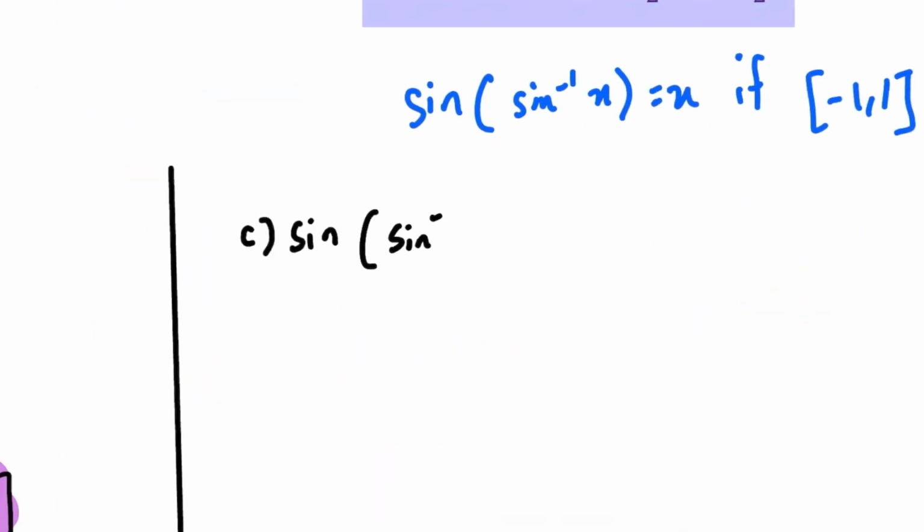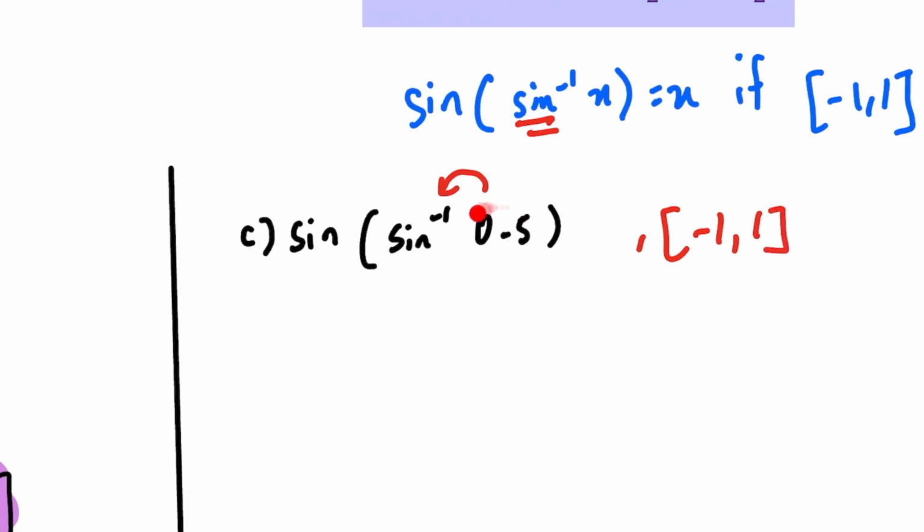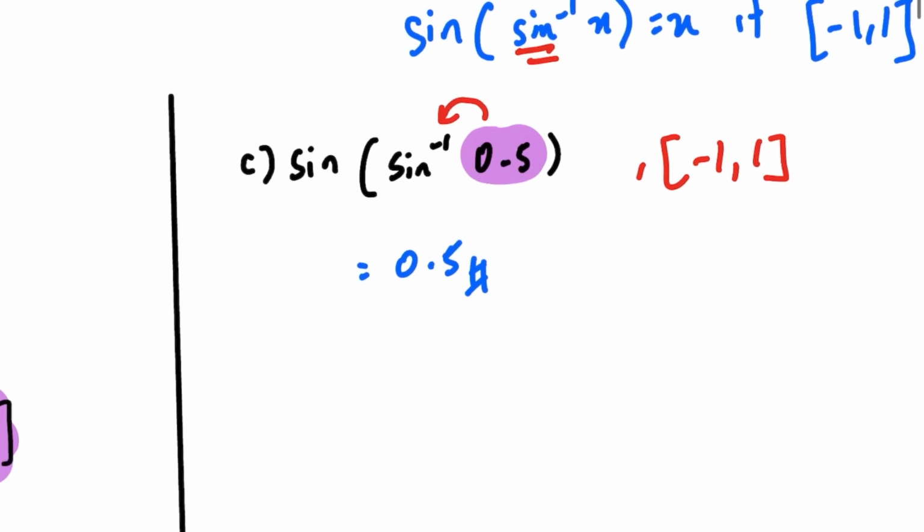Now let's see question C. Sine composed with inverse sine of 0.5. Okay, so now you must make sure what is your domain. So this is besides inverse sine. So the domain for inverse sine must be within negative 1 and 1. So 0.5 is obviously within the domain given. So we can just casually take our answer 0.5 without any working step.